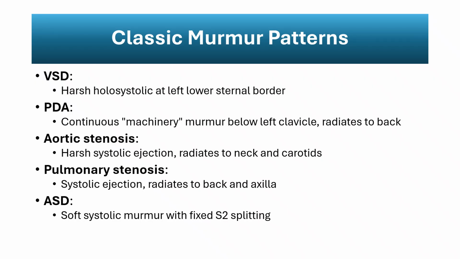The quality and radiation of this murmur are important exam clues that separate it from benign flow murmurs. Pulmonary stenosis also presents with a systolic ejection murmur, but this one radiates to the back and axilla, following the direction of pulmonary outflow. An atrial septal defect often presents more subtly. The murmur itself is a soft systolic sound caused by increased flow across the pulmonary valve rather than the defect itself. The more telling finding is fixed splitting of S2, which does not vary with respiration and is highly characteristic of an ASD. Recognizing these patterns is invaluable, as they allow rapid correlation of exam findings with likely pathology and help prioritize further imaging and cardiology consultation.